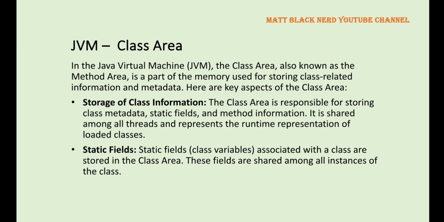JVM class area. In the Java virtual machine, the class area, also known as method area, is a part of memory used for storing class-related information and metadata. Here are key aspects of the class area. Storage of class information. The class area is responsible for storing class metadata, static fields, and method information. It is shared among all threads and represents the runtime representation of loaded classes. Static fields. Static fields associated with a class are stored in the class area. These fields are shared among all instances of the class.